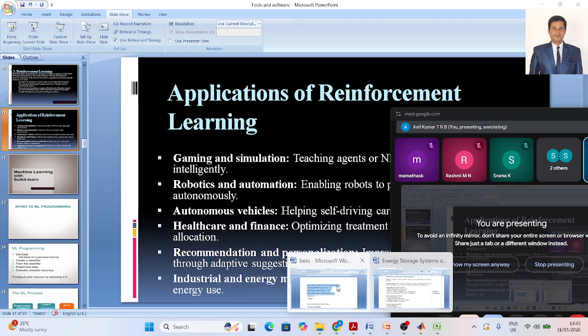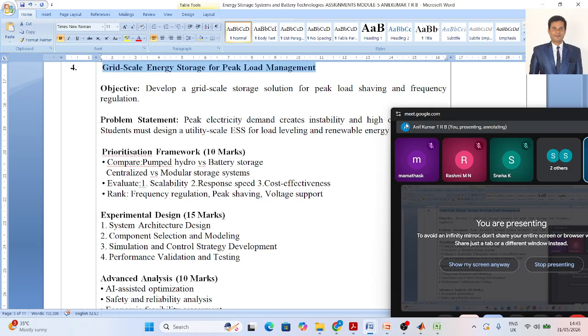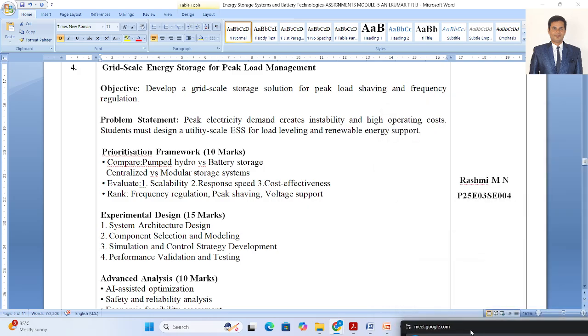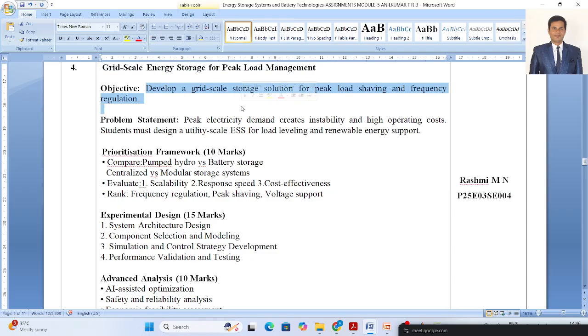Okay, all right. So we are discussing the grid scale energy storage for peak load management, right? So you have to develop the grids with the storage, and check for load shaving and frequency regulation at all times. Whenever the maximum load comes, you have to curtail the loads, or provide energy from your battery to compensate the loads, or else do peak load saving. So that is your objective.